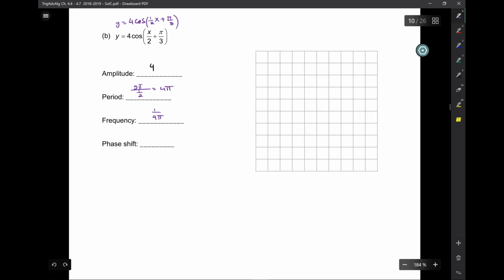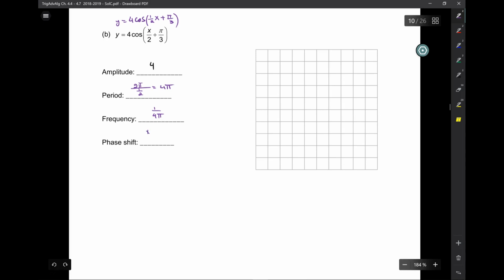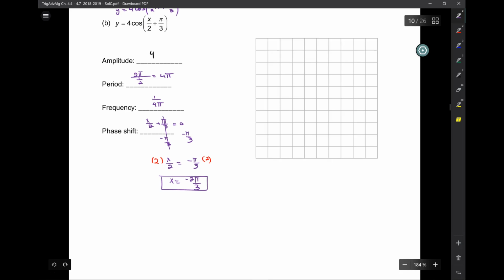Okay, phase shift. I take x over 2 plus pi over 3 equals 0. Now watch. So minus pi over 3, minus pi over 3. x over 2 equals negative pi over 3. Multiply by 2. x is negative 2 pi over 3. Okay, let's figure out where we're going to graph this. So is that our phase shift? Is that the answer? Yes.